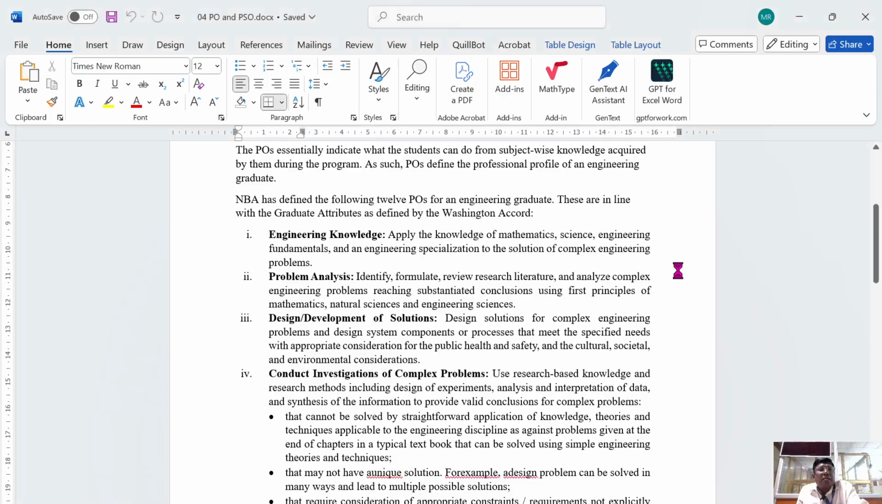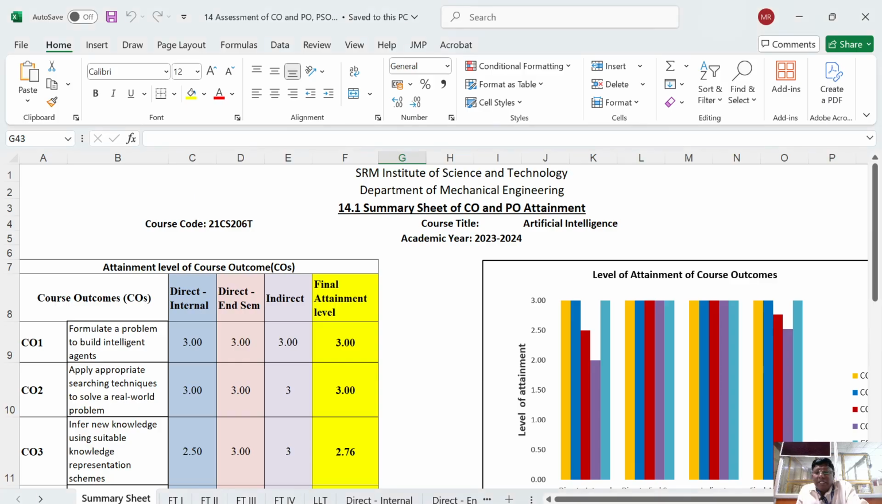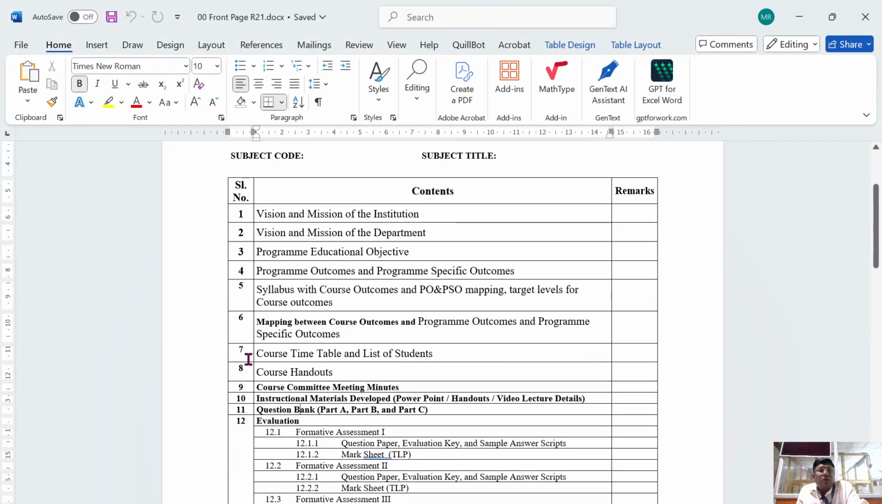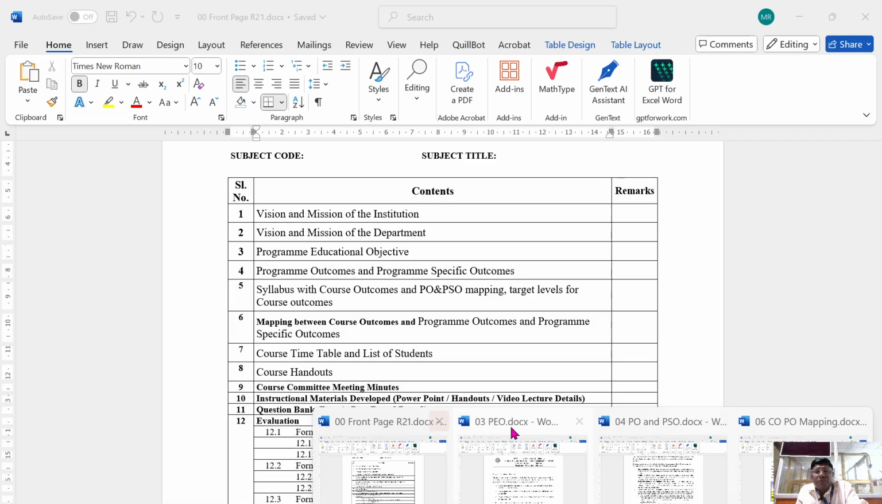And the next one, if you look at the list, the syllabus, course outcomes and PO and PSO. Whatever the corresponding syllabus is has to be kept. Then the mapping between program outcome and the sixth one. So we'll go through it one by one.